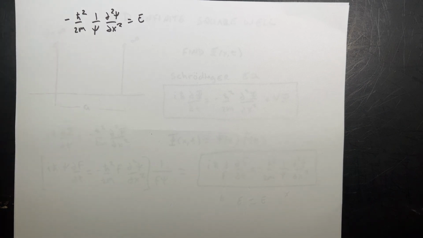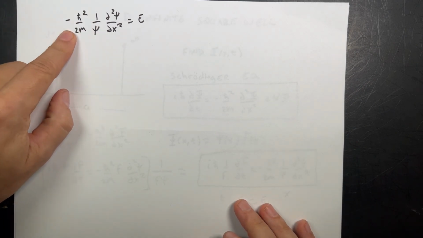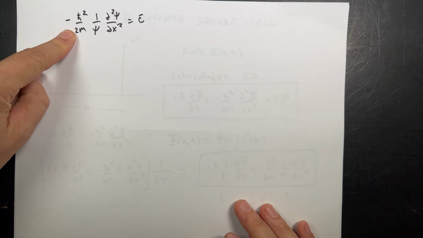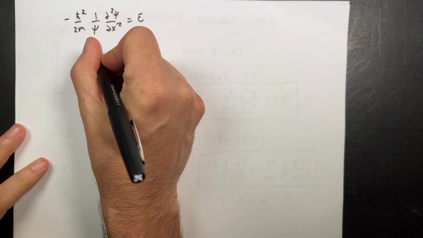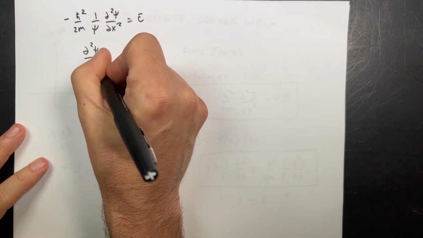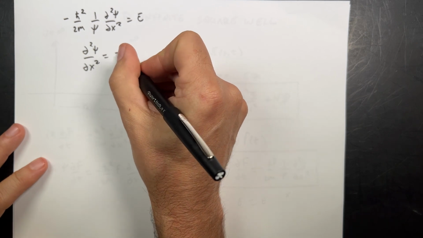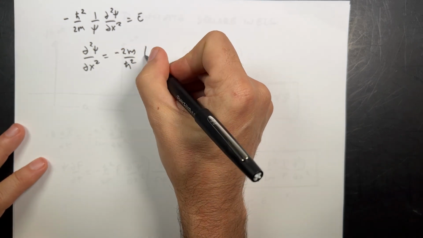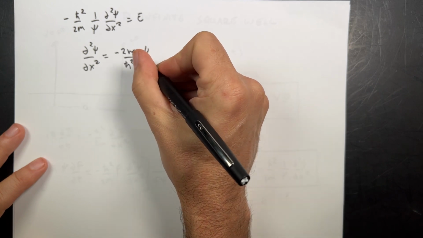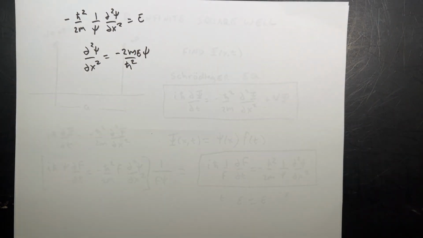Again, let's do the same thing. Let's get this stuff to the other side. So I'm going to multiply by negative 2m over h bar squared, and psi. I get the second partial of psi with respect to x squared is going to be equal to negative 2m over h bar squared, psi, and there's an E. E. That's it.